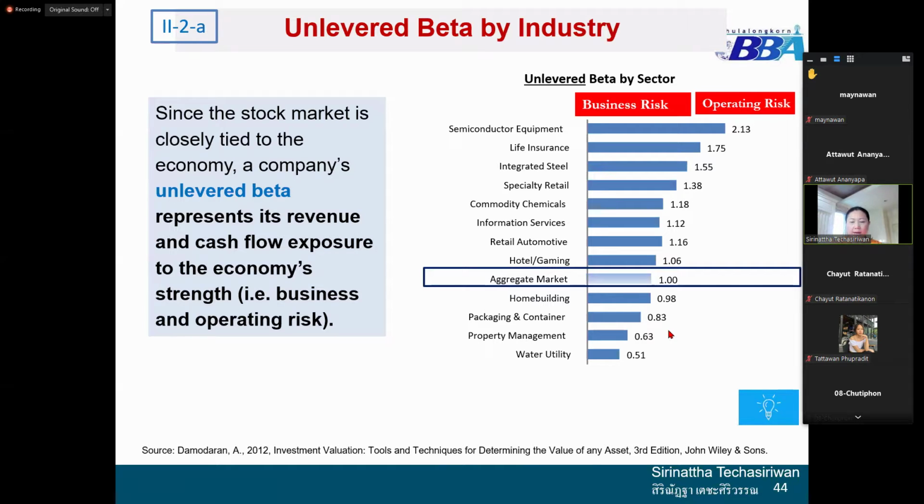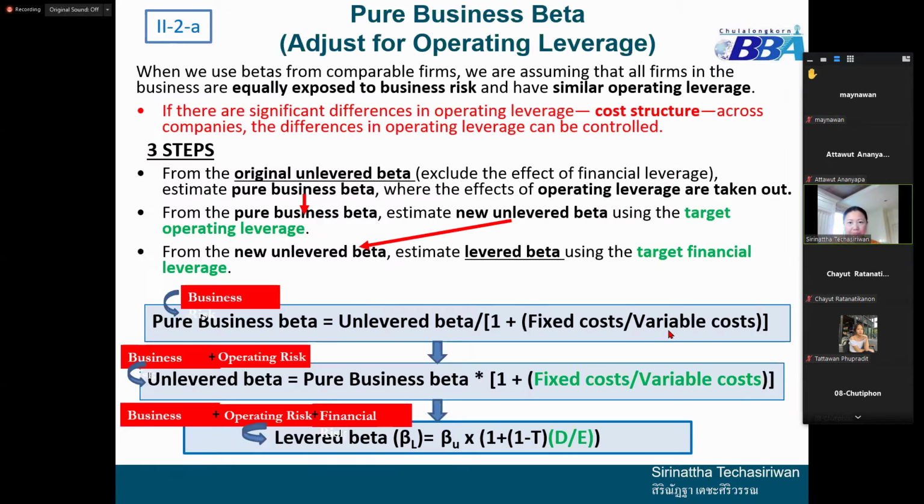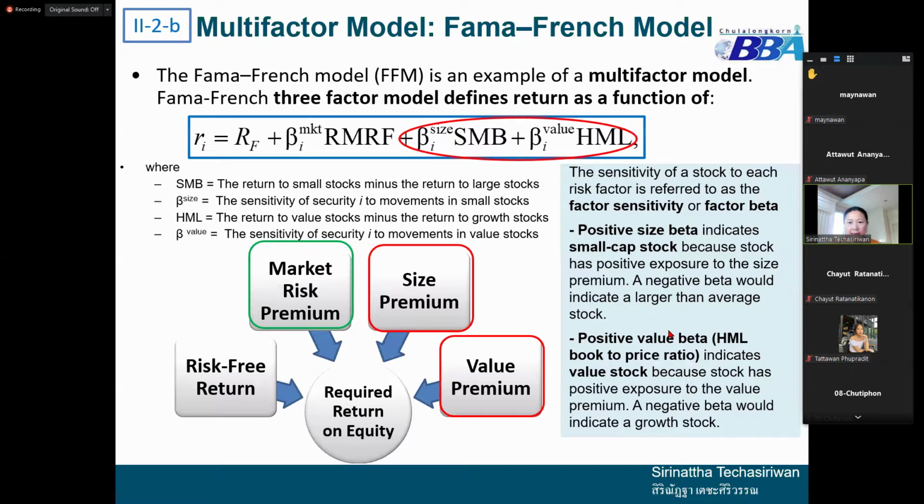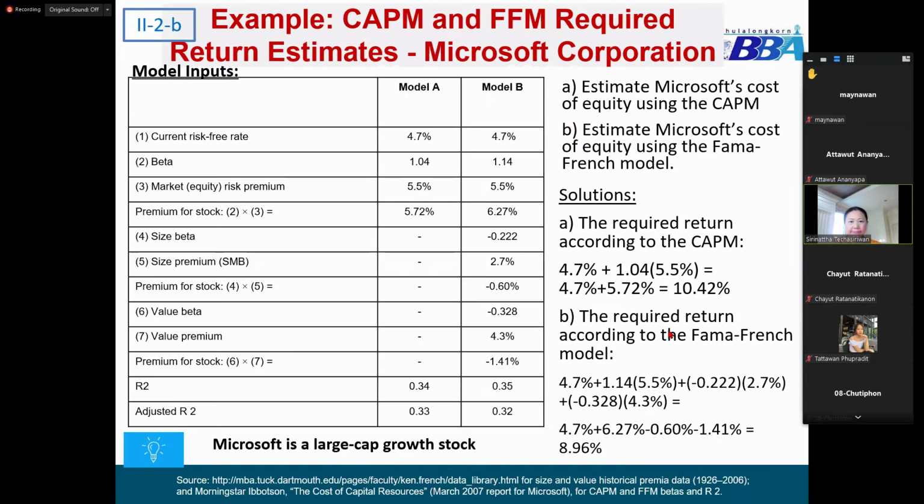All right, so this is the market beta. If it is 1, this is the average value. Above average risk is higher than 1, below average risk is lower than 1. But for the size and the value, beta can be positive and negative. Okay.